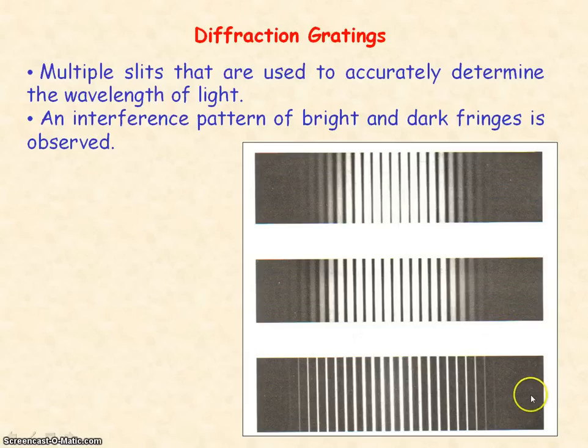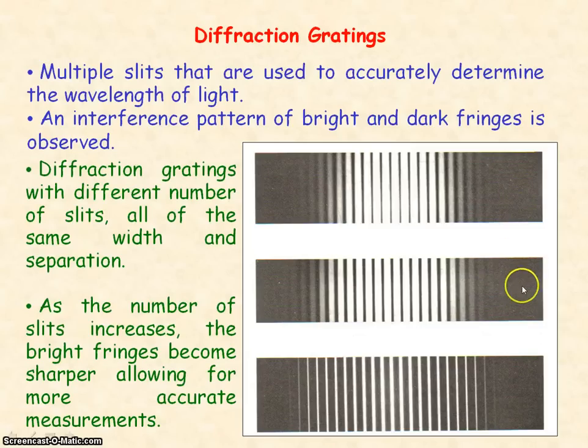These images are showing you diffraction gratings where we're increasing the number of slits. So as we increase the number of slits, the bright fringes become sharper, more defined, which allows accurate measurements to determine the wavelength of light.